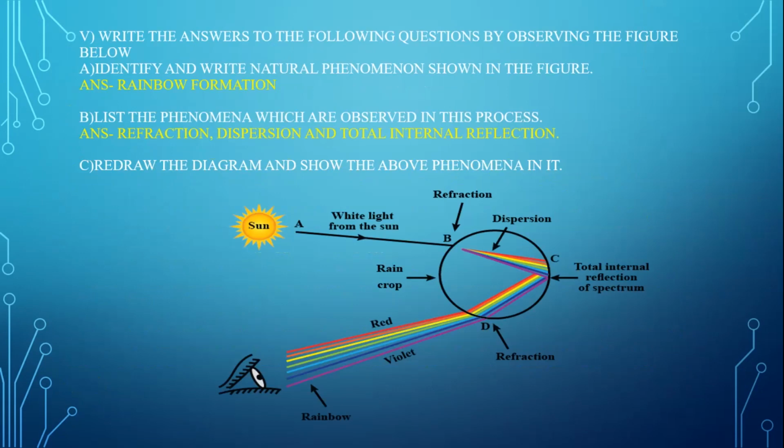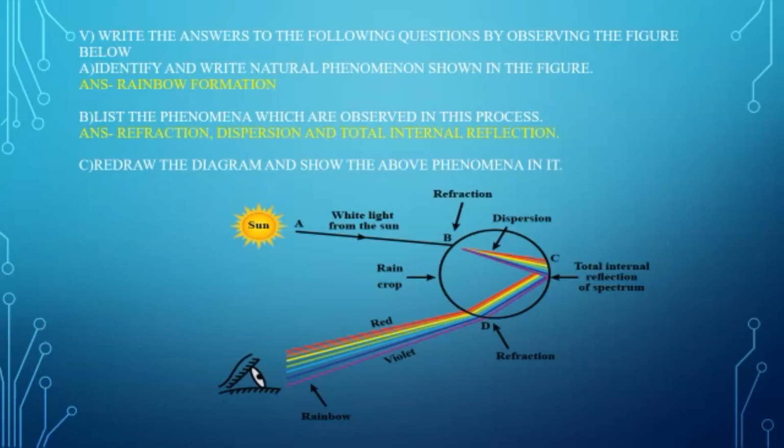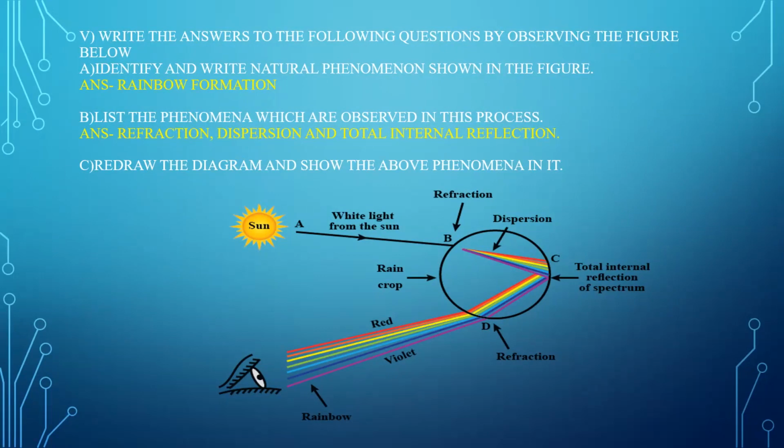Now see, what is the fifth question? See, the fifth question, what they have asked. The fifth question is: write the answer to the following questions by observing the figure below. See students, in your question paper, this figure is not labeled because in question number 5C, they have asked you to redraw. Hence, for that reason, I have drawn this diagram neatly labeled. Okay. But in the question paper, students, it is not labeled. Okay. So they have asked number 1: identify and rewrite the natural phenomenon shown in the figure. It was without label. So it is nothing but a rainbow formation.